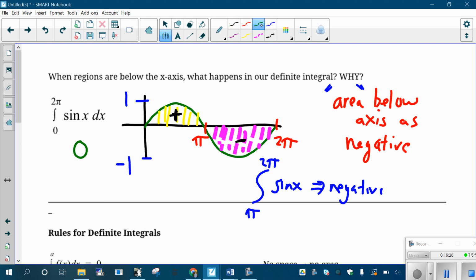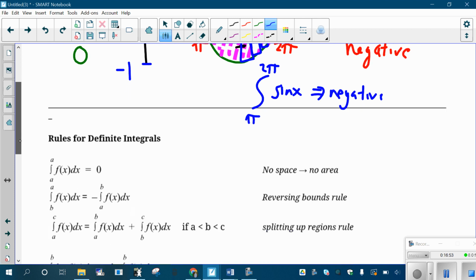One way to think about it is, remember we're finding the area of really infinitely many rectangles? And if you think of drawing one of these rectangles below the x-axis, its height becomes negative. So when you do base times height, the height is negative. So that gives you a negative area. Cool.